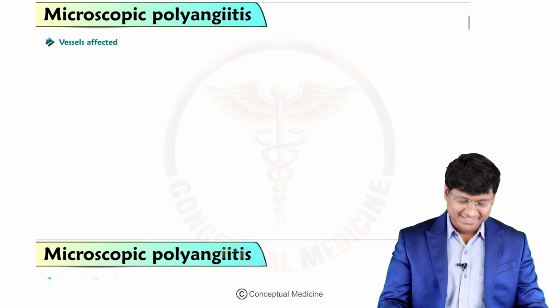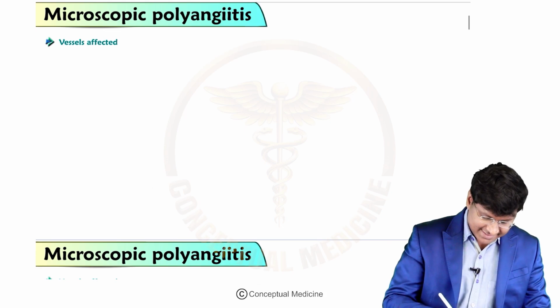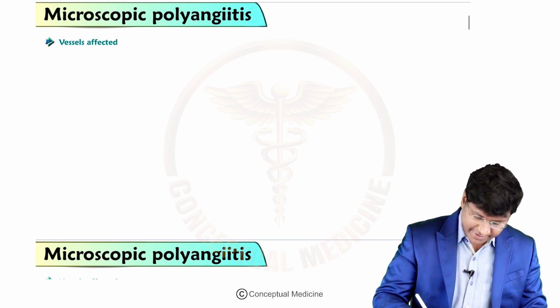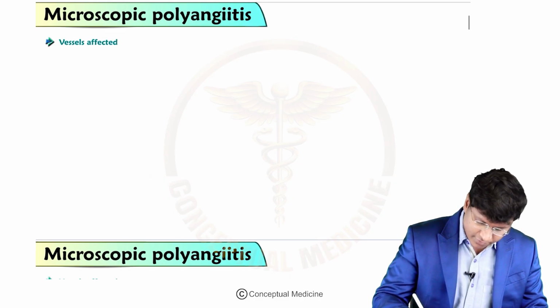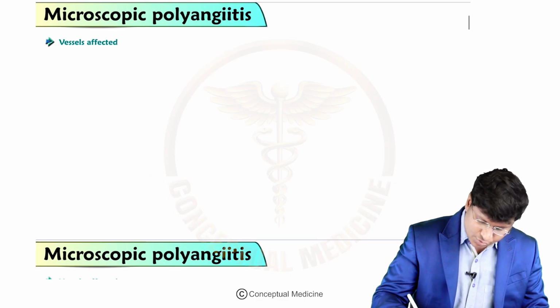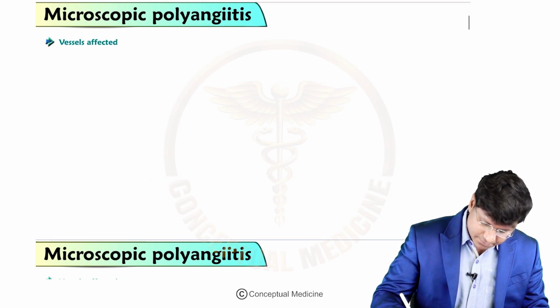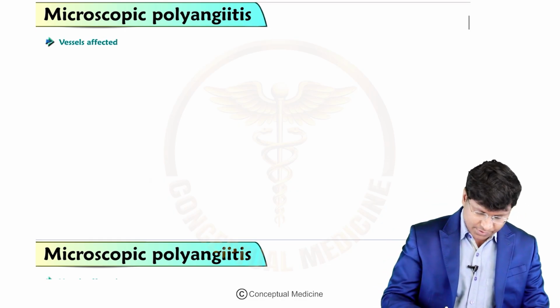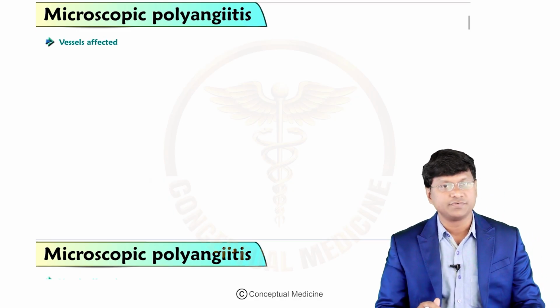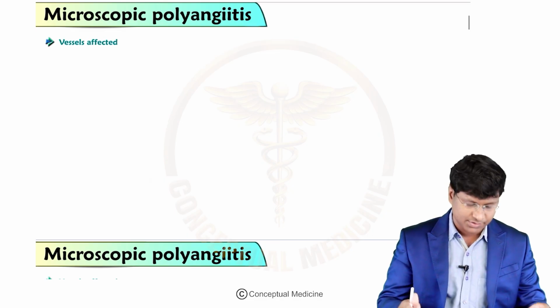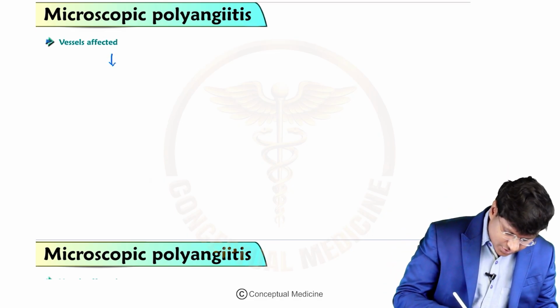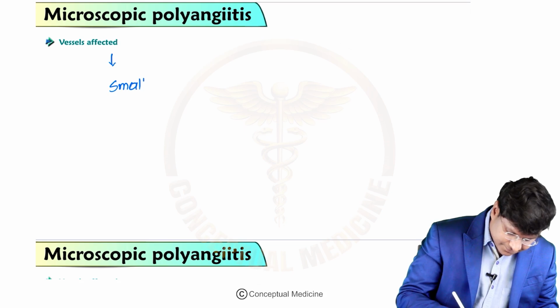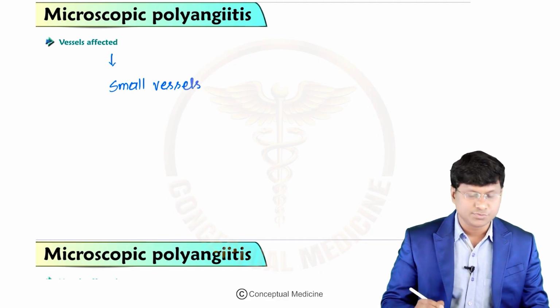In this session, I'll be discussing a very important form of vasculitis, that is microscopic polyangiitis. Microscopic polyangiitis is a form of small vessel vasculitis. So you should know which vessels are affected in microscopic polyangiitis. It is mainly a disorder of the small vessels.